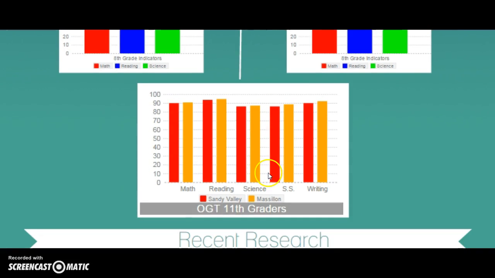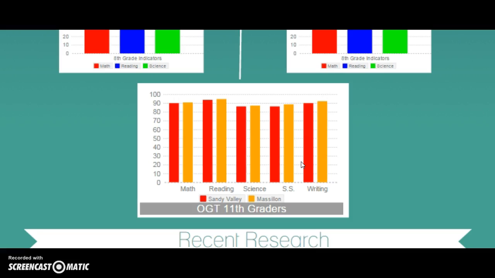The next stat we're going to look at are the OGT 11th grade test results. Now, once again, these include math, reading, science, social studies, and writing. Sandy Valley is represented by the red bars, and Massillon is represented by the orange bars. Now, as we can see here, the test results are very similar to one another, and there doesn't seem to be very much of a difference, although Massillon does contain the higher teacher-to-student ratio.